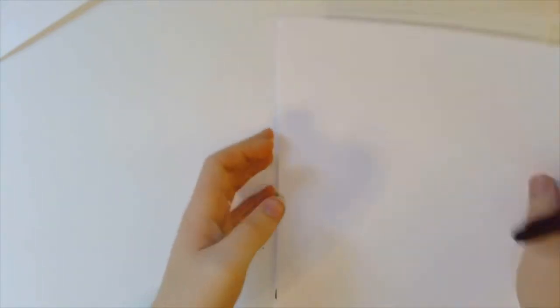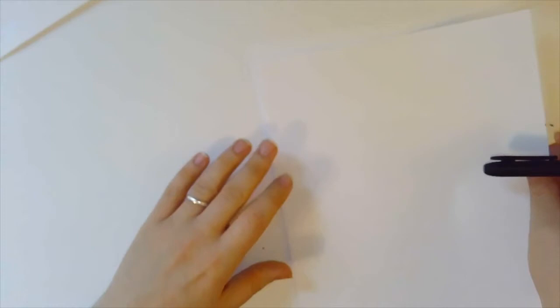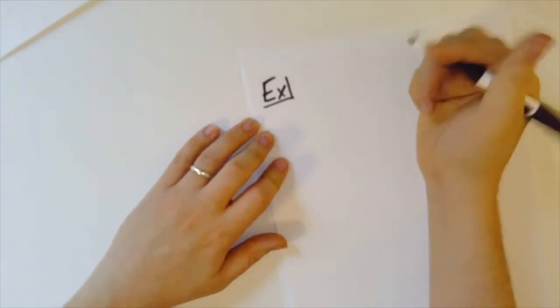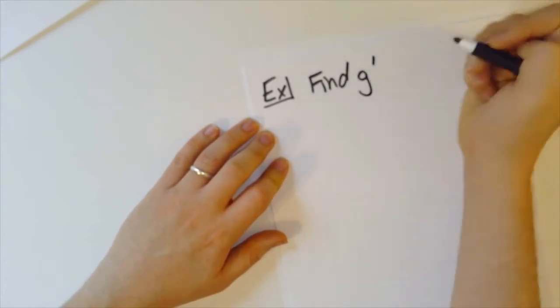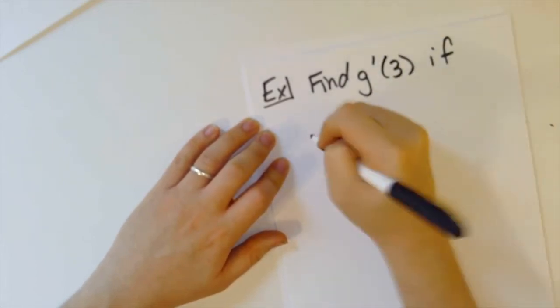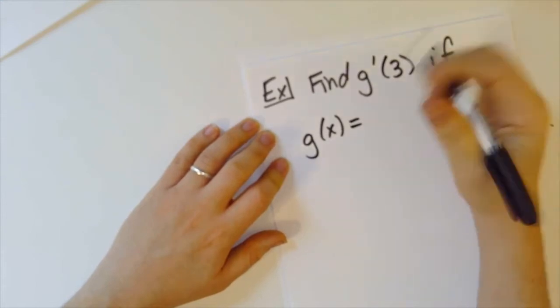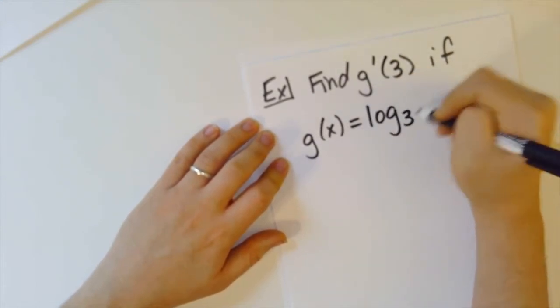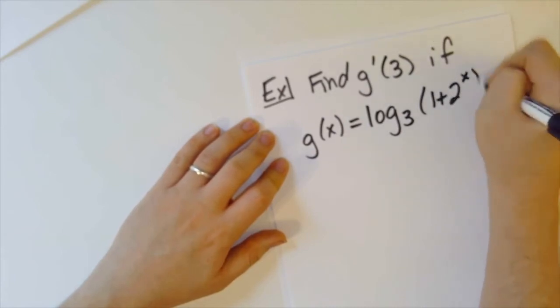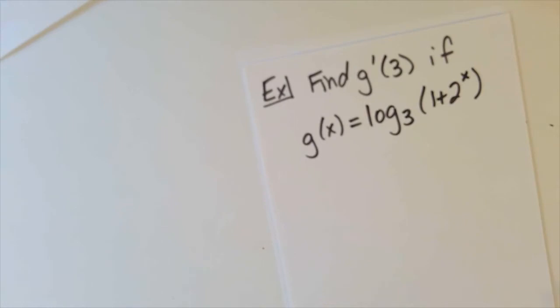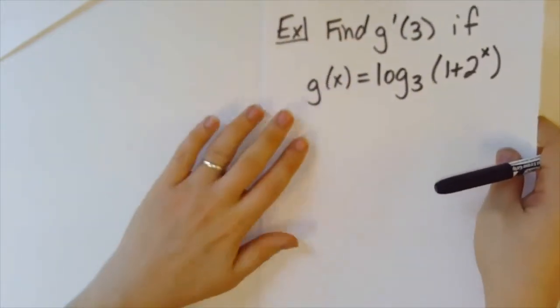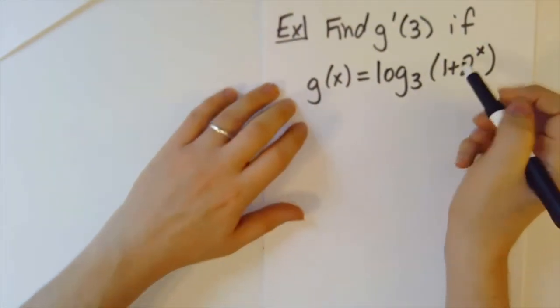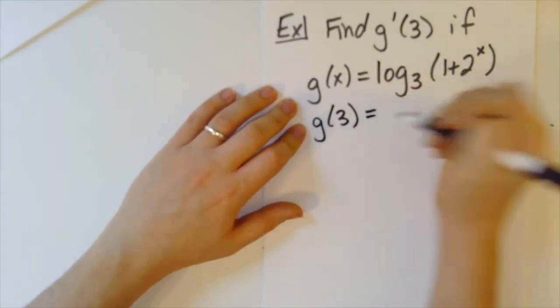Okay, so I want to do an example. Let's say we want to take the derivative. So find g prime of 3 if g of x is the log base 3 of 1 plus 2 to the x. Just real quick, to make sure we remember how logs work, let's just calculate g of 3. We don't technically need to, but I'm going to remind you.